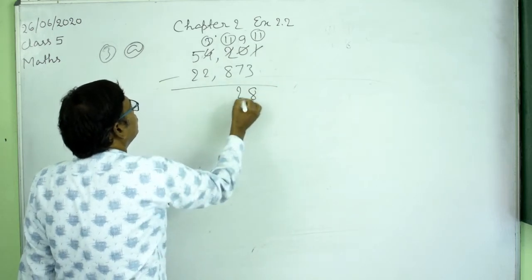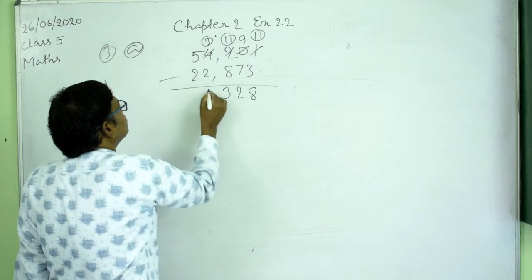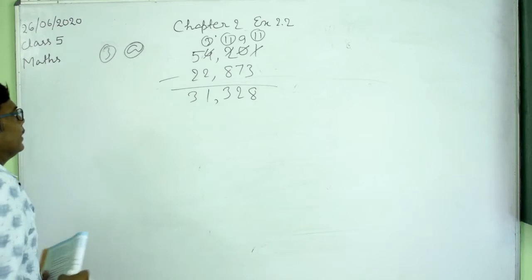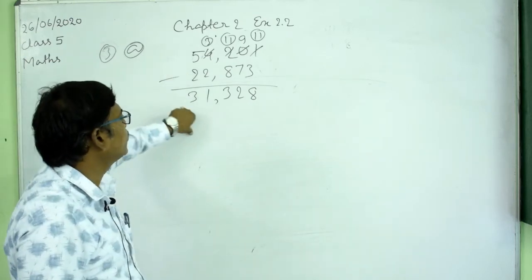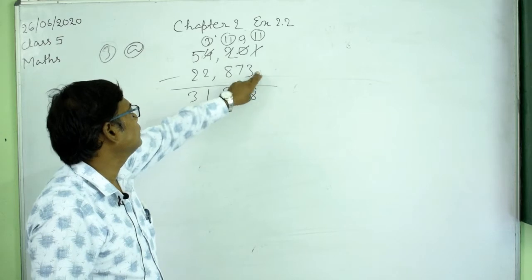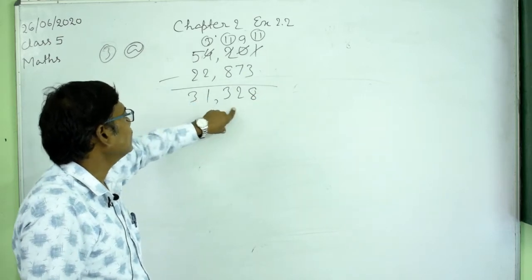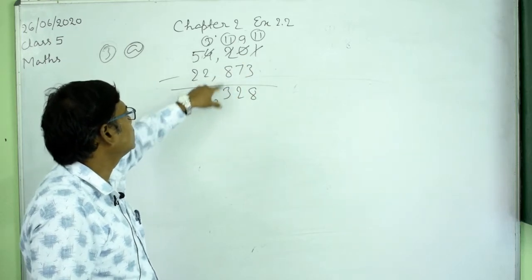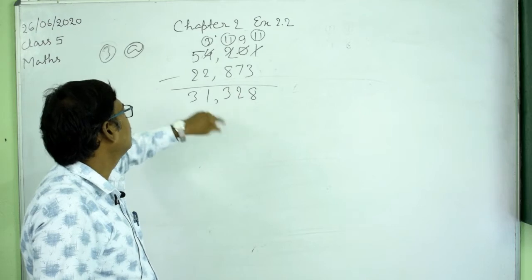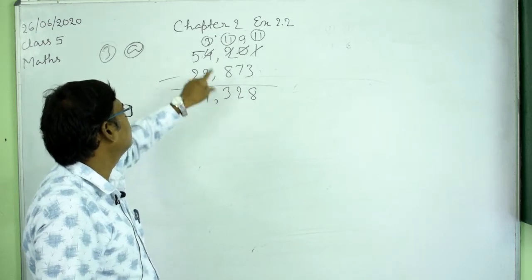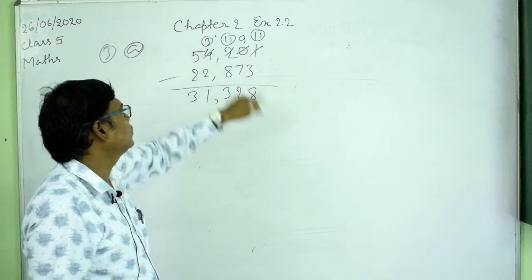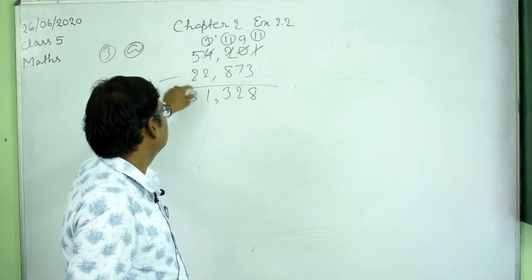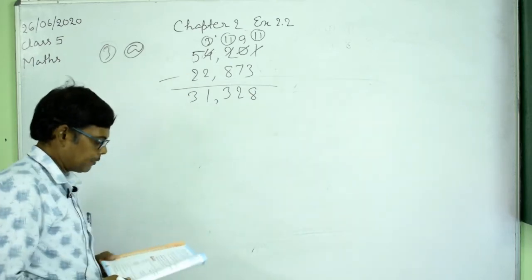9 minus 7, 2, 11 minus 8 is 3, and 3 minus 2 is 1, and 5 minus 2 is 3. So the answer is 31,328. And here you can check this answer also quickly. Just add these two numbers, 8 plus 3, 11, carry 1, then 7 plus 2, 9 plus 1, 10, that is 0, then again carry 1, 8 plus 3, 11, plus 1, 12, again carry 1, and 2 plus 1, 3, and that 1 equals 4, and 3 plus 2 is 5. So this is correct. Okay, so you can check quickly by adding this answer to the subtrahend.